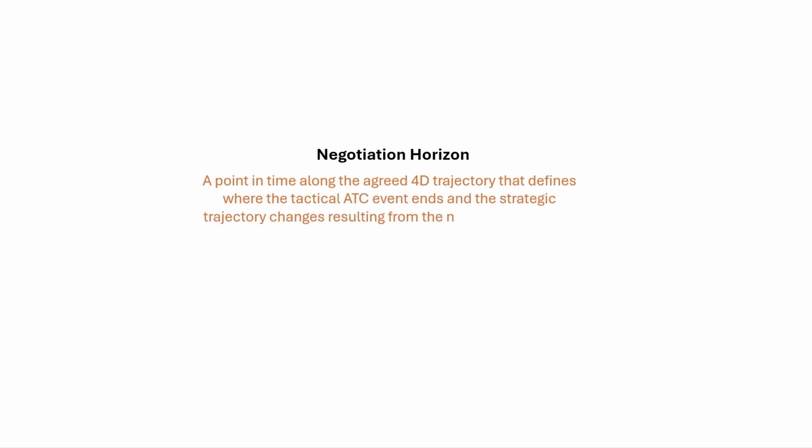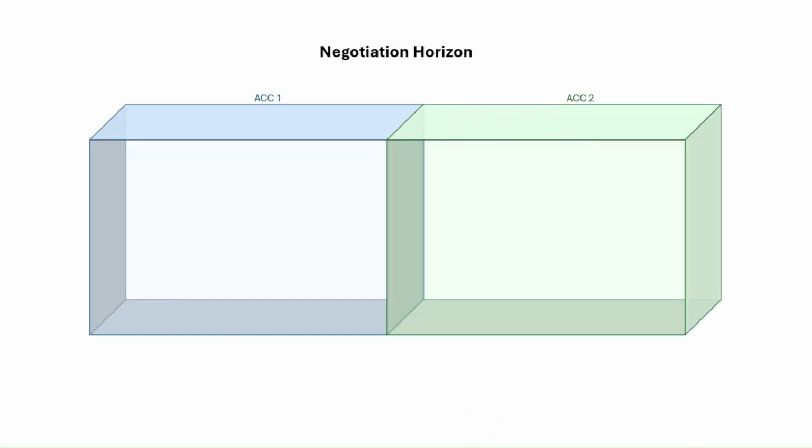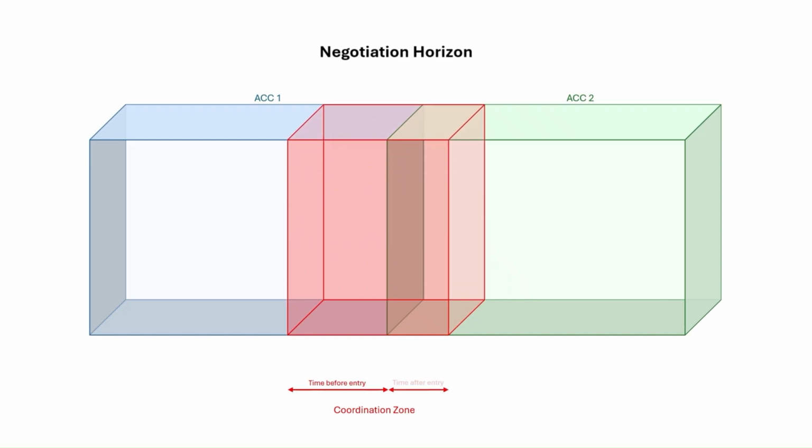A new concept has been developed for this solution: the negotiation horizon. It is a point in time along the agreed 4D trajectory that defines where the tactical ATC event ends and the strategic trajectory changes resulting from the negotiation process could start. Its calculation considers several parameters which are specific for each ACC: the coordination zone between two ACCs, which consists of the time before entry and time after entry of aircraft, the trajectory revision allowed parameter, the zone of tactical interest.